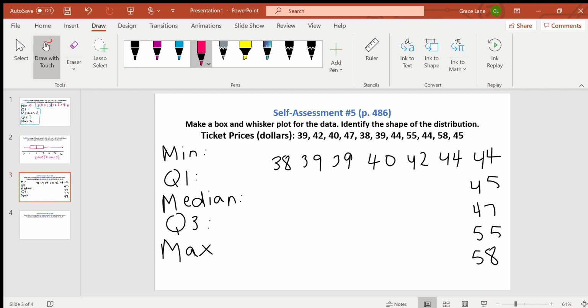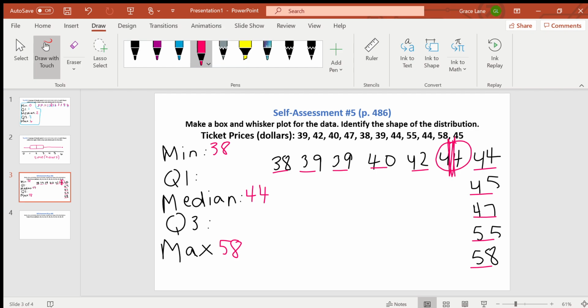Okay, so then start with what you know. You know the minimum is 38. The biggest number, the maximum, is 58. And you can find the median by finding the middle number. On this one, there's one exact median. It's 44. That means that that gets taken out of the list. This is your halfway point.